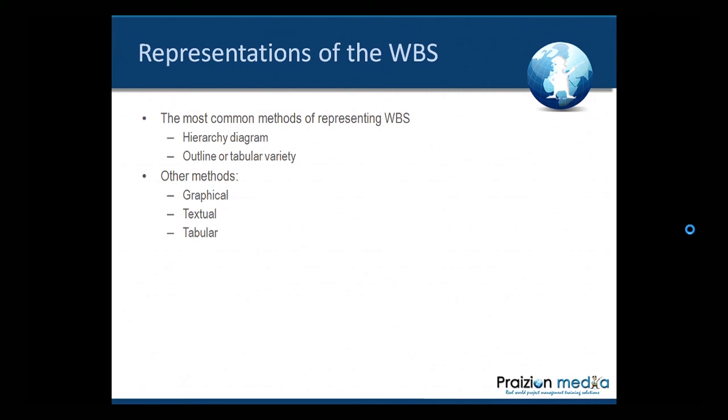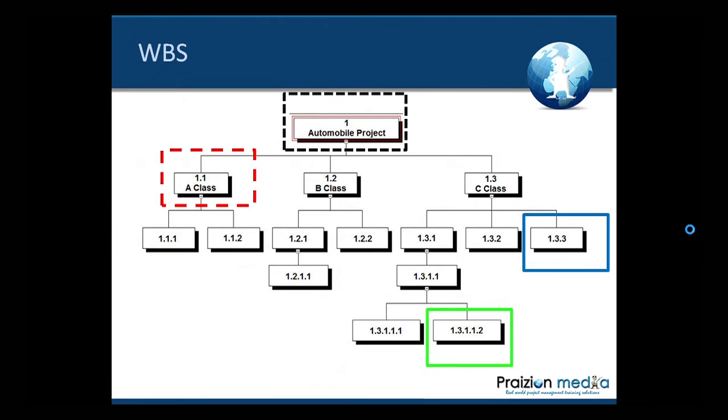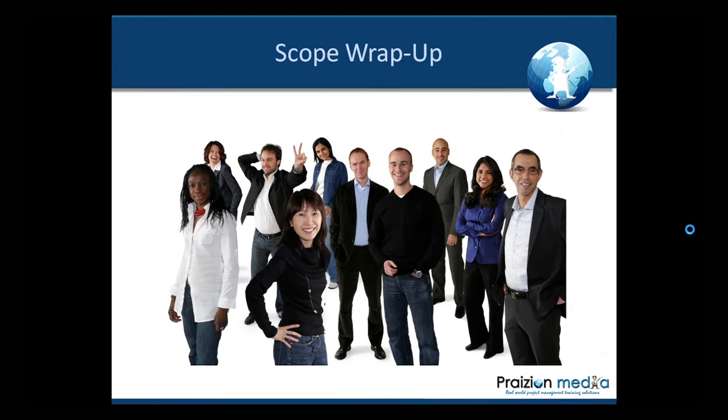by hierarchy. We could outline the WBS in a way that is not necessarily graphical, and it could be tabular in form. But anyway, here's an example of another WBS. You can see how the work is broken down. The big thing here is really the tree structure. If we take a look at the different elements, I've already shown you this on the whiteboard. The green would be the work package, the blue would be the planning package, and the red would be your control account. And of course, your root node would be that black dotted line around the automobile project. Okay? So let's wrap up scope management.